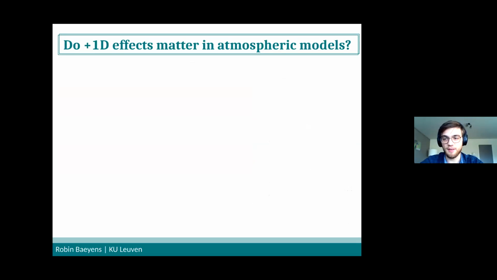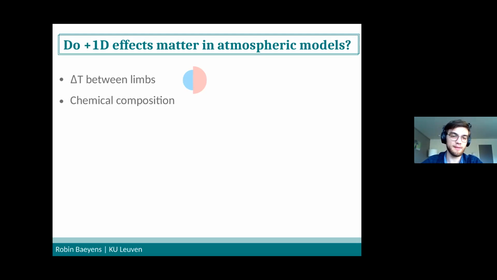So the question that we can ask ourselves is then, do these multi-dimensional effects matter when we do atmospheric models? What do I mean by multidimensional effects? So a little summary again. It can be the temperature between the two limbs. If we look at the planet in transmission spectroscopy, then we are actually probing the outline of the planet, so the separation between the day side and the night side. So if there's a temperature difference between the two limbs, then that can be important. There can also be chemical compositional differences between the limbs of the planet.